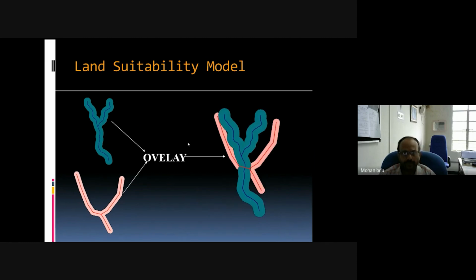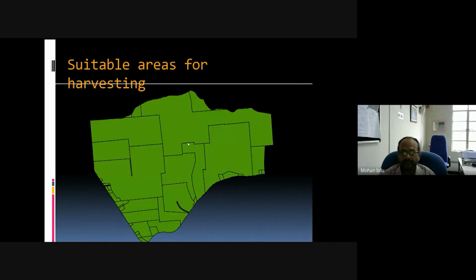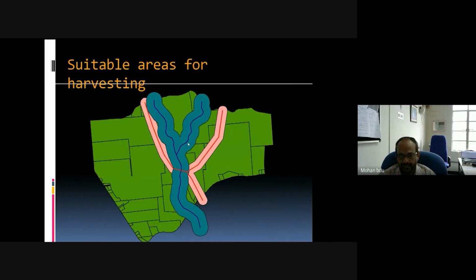So you can even have a kind of overlay and see, for example, a railway line or a road line, or a pipeline or a gas pipeline, which can be overlaid. A different sort of development activity can be overlaid and viewed like this in the spatial models. So like this, we can try to generate suitable areas for harvesting.